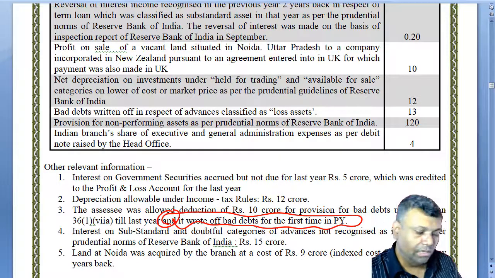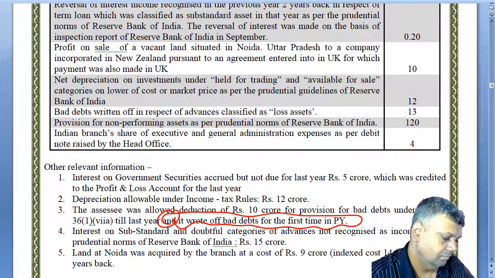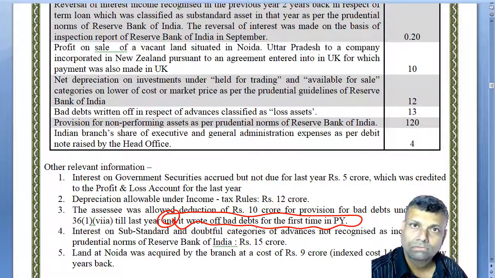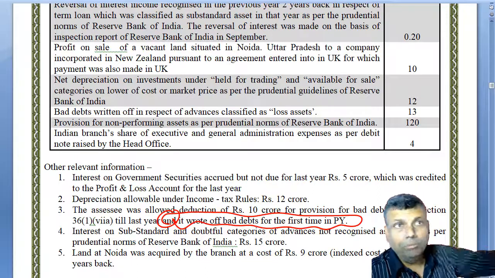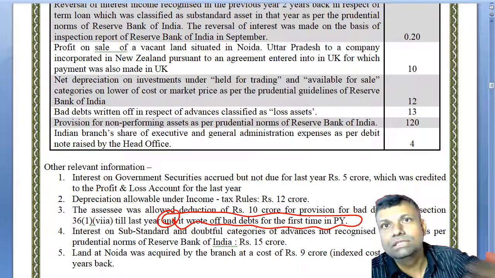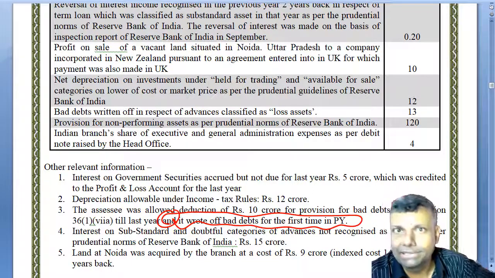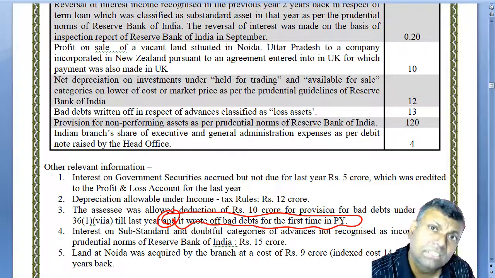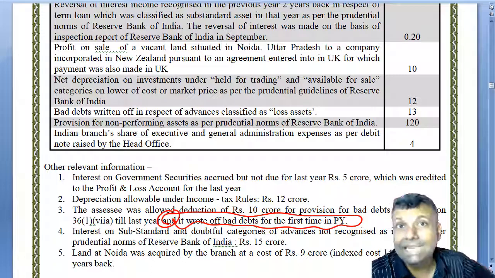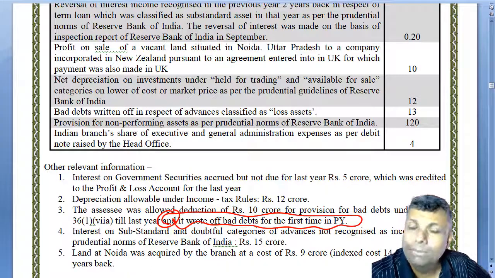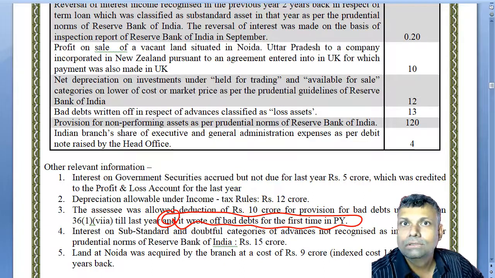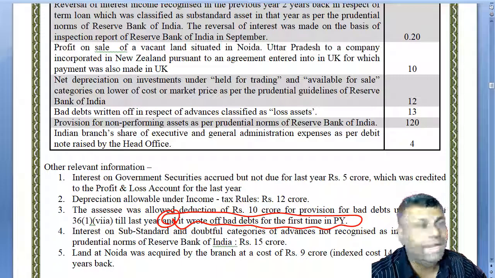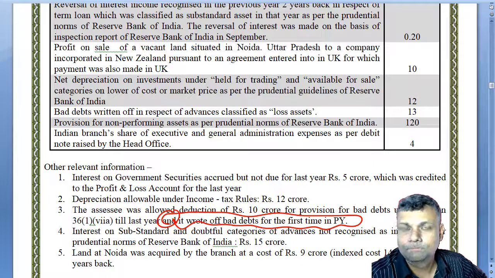That it was written off as bad debts for the first time. That means up to this year, you only created reserve. That means you never had actual bad debts. And in the previous year, for the first time you have the actual bad debts. That's the meaning of this sentence. And that makes a big difference in my ledger calculation. Without this particular data, I would have been confused.